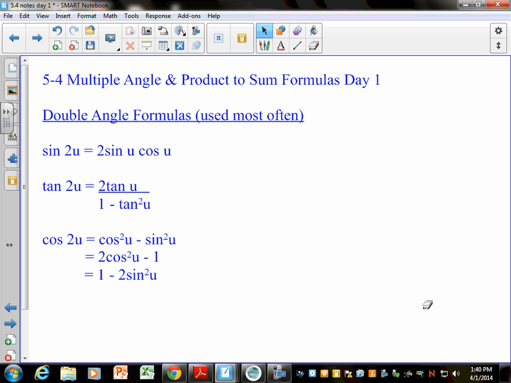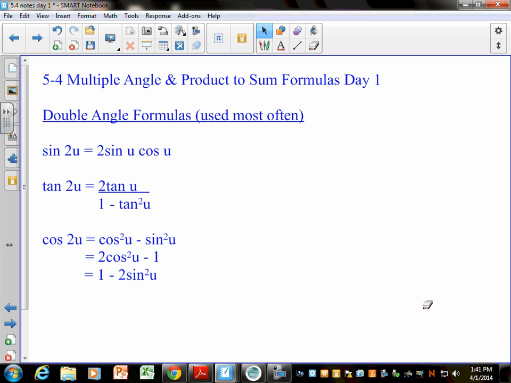Cosine squared is the same as 1 minus sine squared, right? So if you replace that with 1 minus sine squared, guess what you get? You get the bottom one, 1 minus 2 sine squared. And if you replace sine squared with 1 minus cosine squared, that's where the middle one comes from. So it's just using that Pythagorean identity to get those 3.